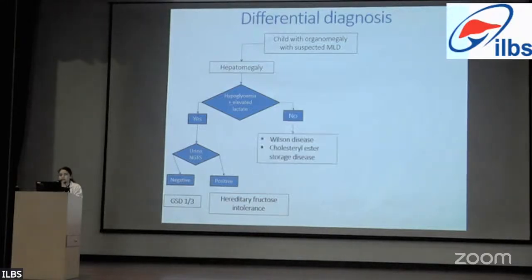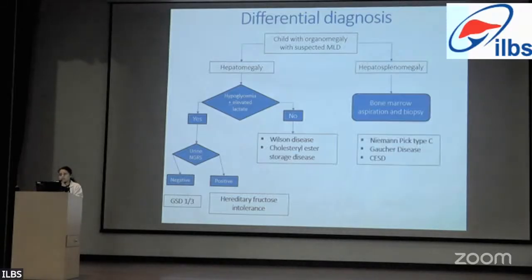If there is no hypoglycemia and the presentation is predominantly of hepatomegaly, the differentials could be Wilson disease or cholesterol ester storage disease, which could present just with elevated transaminases, hepatomegaly, and a fatty liver. If the child has hepatosplenomegaly with predominant splenomegaly, the possibility of infiltrative liver disorders due to other etiology with bone marrow involvement is more common, and bone marrow aspiration biopsy would be done. So this was not suspected in our child because hepatomegaly was predominant. He had fatty liver on his ultrasound, and there was no presence of any cytopenias.